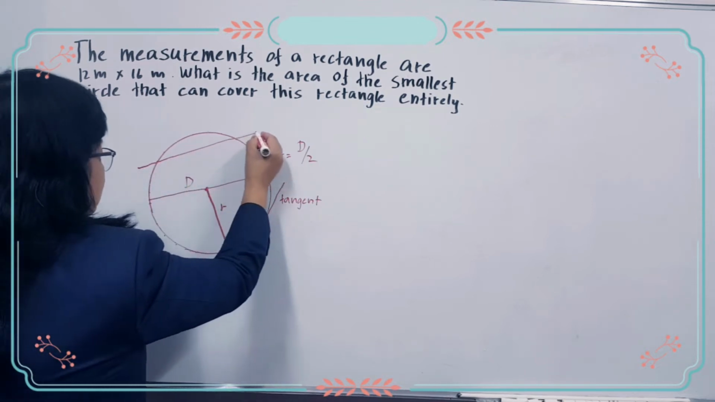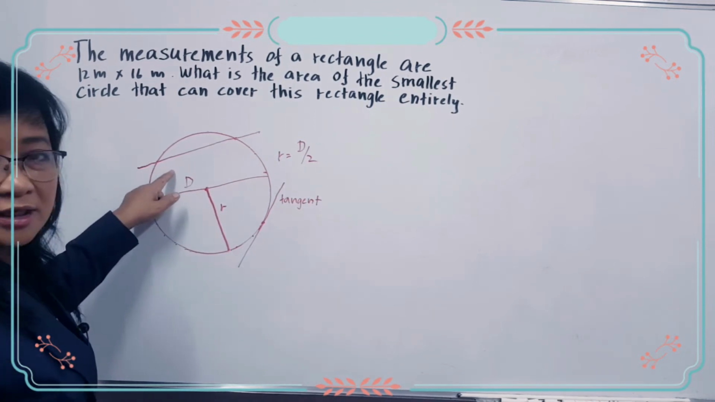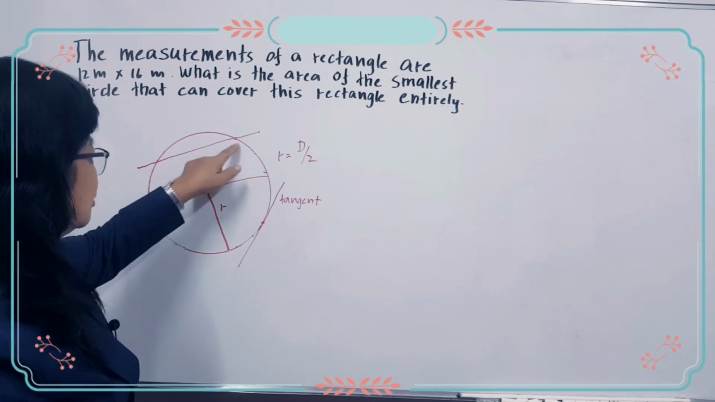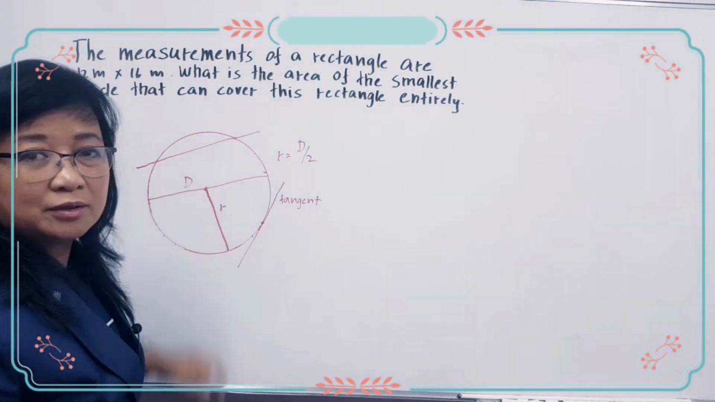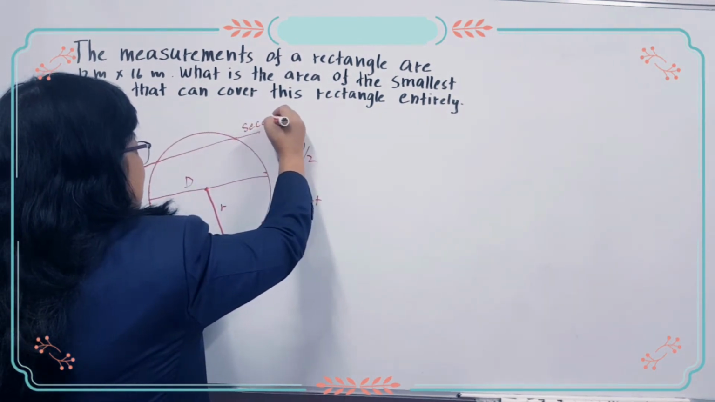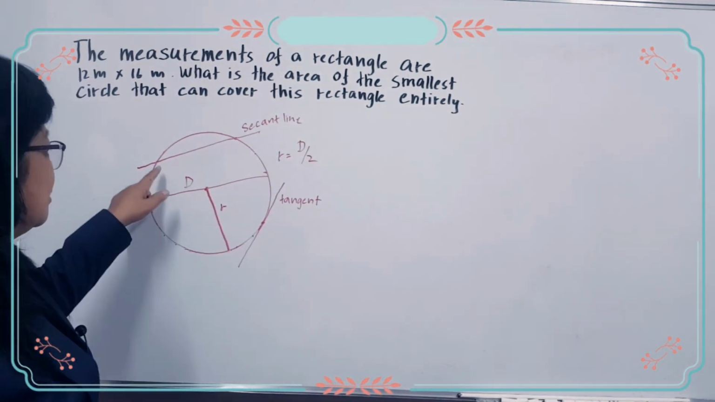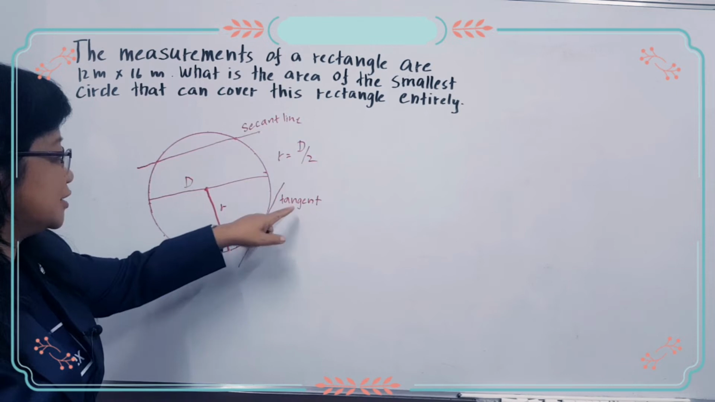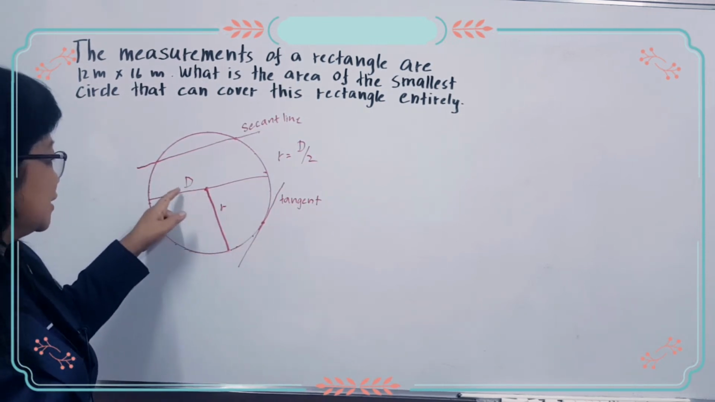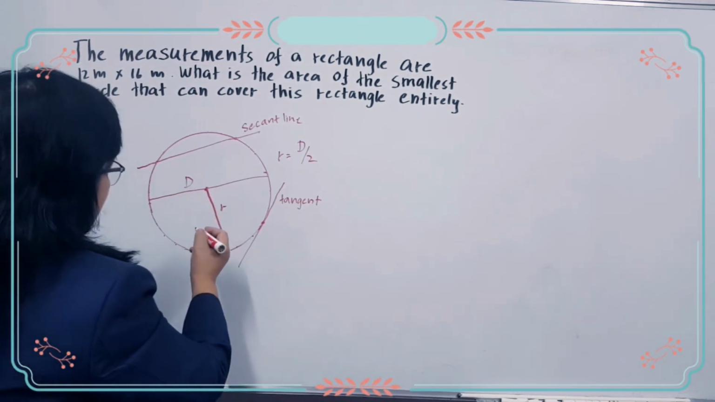Now, for example, if there is a line from here to here, a line that touches two points in a circle, that intersects two points in a circle, we call it the secant line. So we have now the secant line, the tangent line, the radius, and the diameter. What else? We have another one.